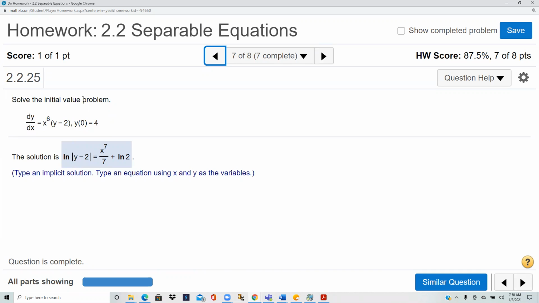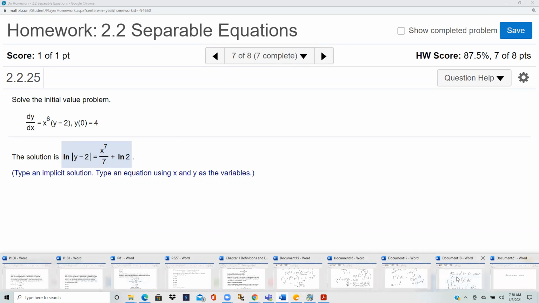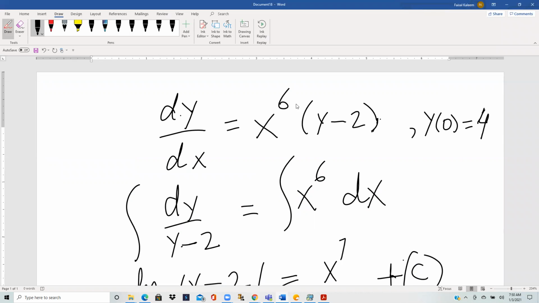An initial value problem is just a differential equation where we are also given an extra condition which helps us find the constant c. So we start as usual, and once we are at the step where we have a c on the right hand side, then we use this condition to find c. So the equation is dy over dx is equal to x to the 6 times (y minus 2), and y(0) equals 4.